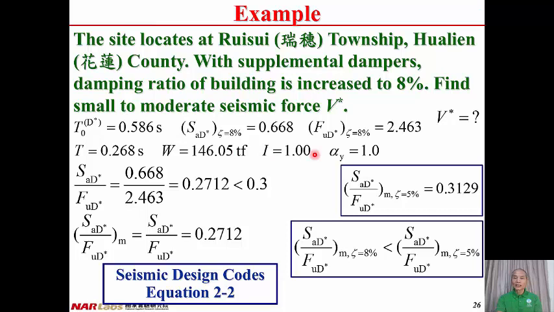So far we have SAD star and FUD star, and then we can compute the ratio between SAD star and FUD star equal to 0.2712. It is less than 0.3. Then according to Seismic Design Codes Equation 2-2, no modification is necessary. Therefore, the ratio after modification equals the ratio before modification, SAD star divided by FUD star modification, equal to 0.2712. And then compare with the modification of the ratio for damping ratio equal to 5%. Compare these two values, then we can have the modification of the ratio for damping ratio equal to 8% is less than that for the damping ratio equal to 5%. This inequality is true for this case. Is it true for other cases? That's the question for all of you.